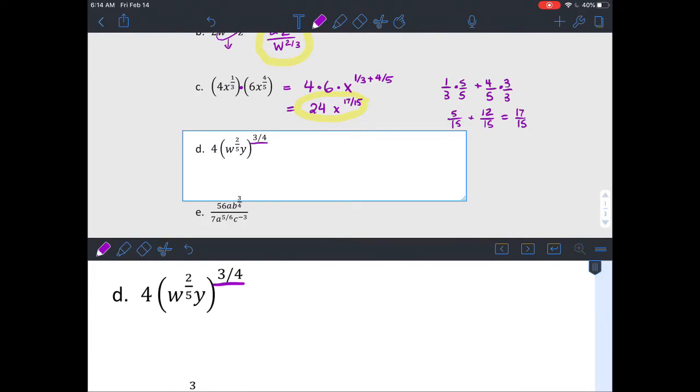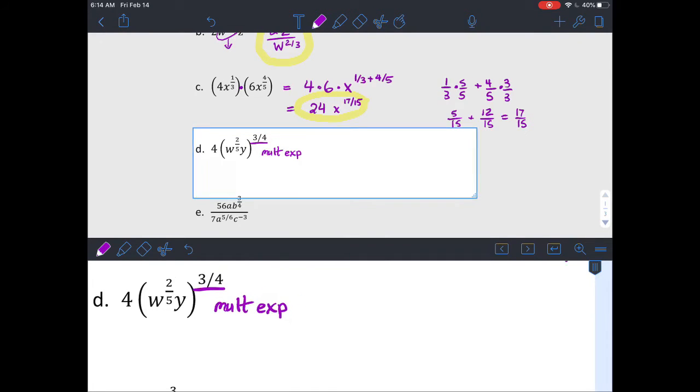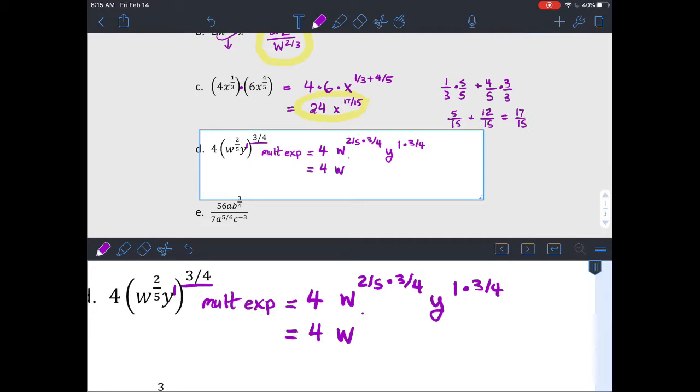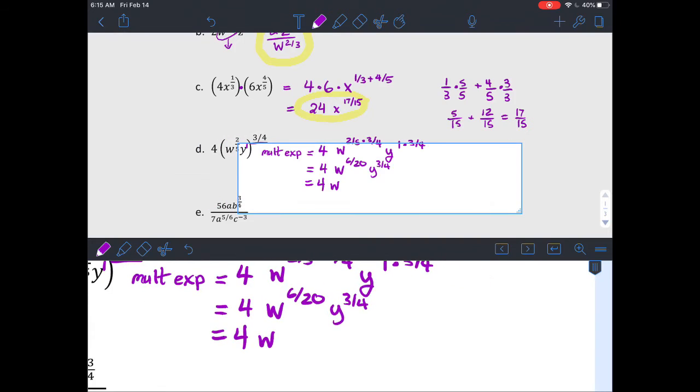So on this one, you have things inside the parentheses that are being raised to a power. So you have a monomial inside there being raised to the 3/4. So you'll multiply your exponents together this time. So you'll have to take your 2/5 times 3/4 for your w. Don't forget that y is to the first, so you'll have 1 times 3/4. The 4 on the outside is just kind of chilling there. So you multiply your exponents together, simplify, and you'd end up with 4w to the 3/10, y to the 3/4.